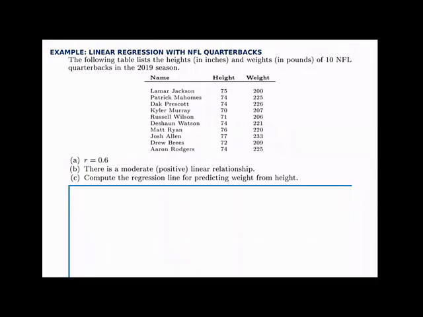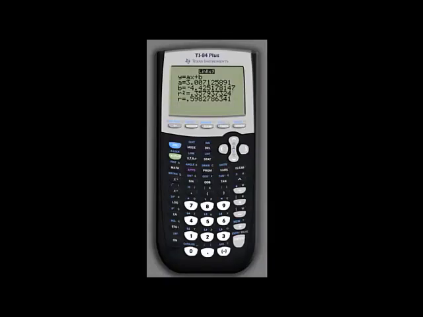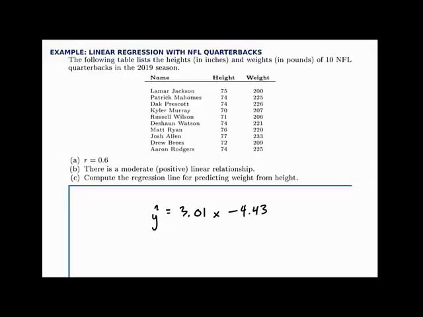So if we go back to the calculator, we can see what we had there. We have A is about 3.01 and B is negative 4.43. So now that we have that, we can move on to the rest of the problem. Here we want to graph the data as well as the regression equation. And I'll actually use the calculator to do this. We'll graph both the data and the equation on the same window.